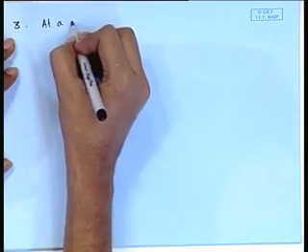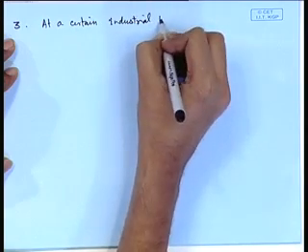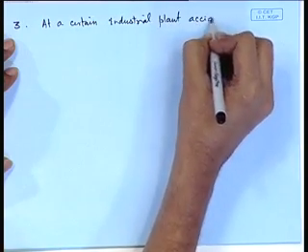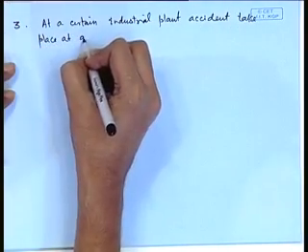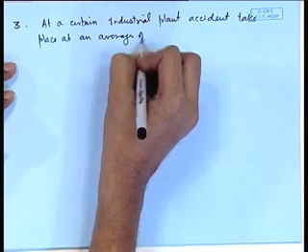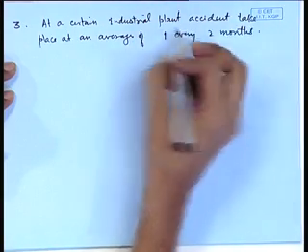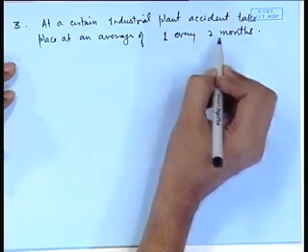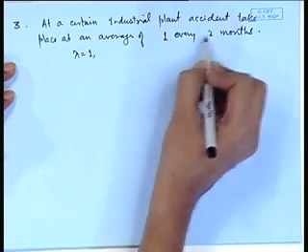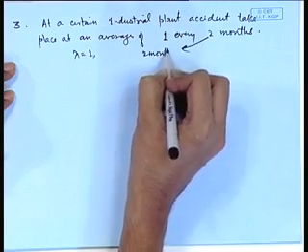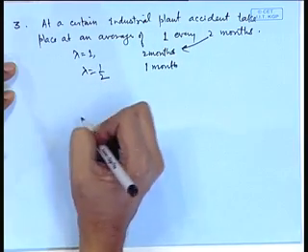At a certain industrial plant, accidents take place at an average of 1 every 2 months. So, the rate is 1 accident in 2 months. So, if I consider lambda is 1, the unit of time is 2 months. If we consider the unit of time as 1 month, then lambda will become half.